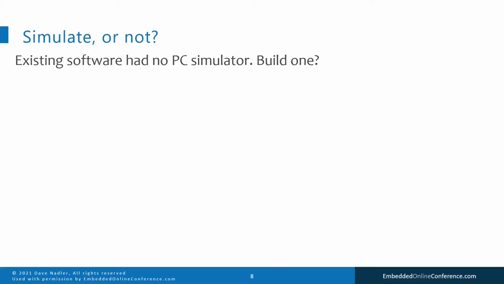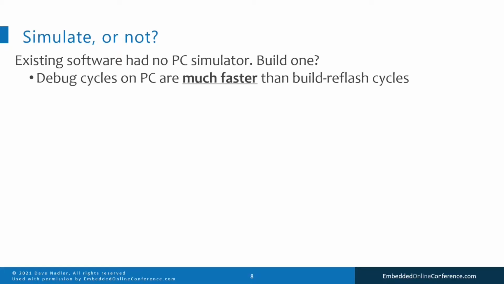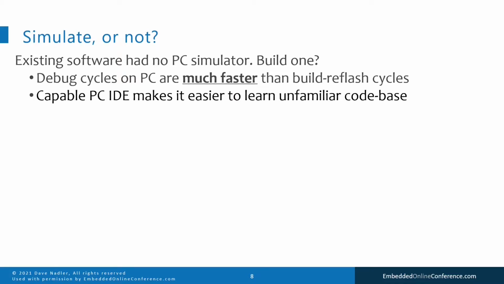The existing software had no PC simulator, so should we build one? Debug cycles on a PC are much faster than build and reflash cycles using the embedded target. Even with a modern, fast debug probe, it takes a bit of time, and we have only an older, not-so-fast debug probe. When you're using a capable PC IDE, it makes it a lot easier to learn an unfamiliar code base. Good IDEs these days provide lots of facilities to help.